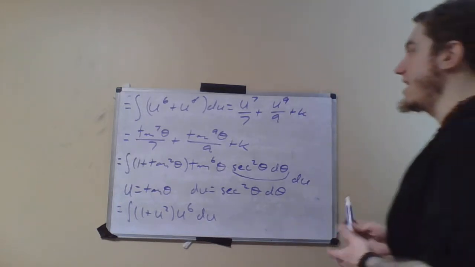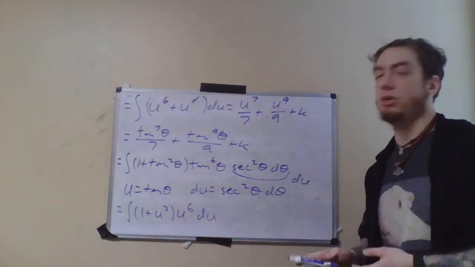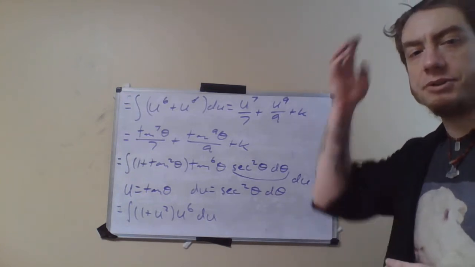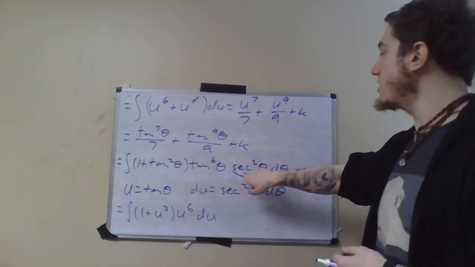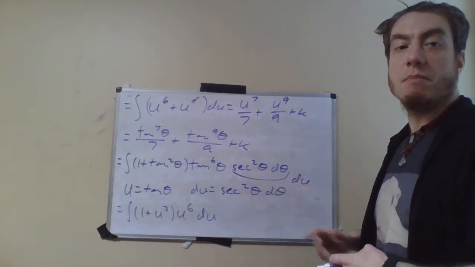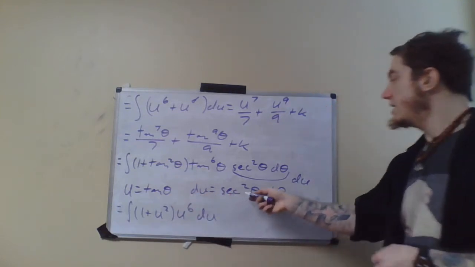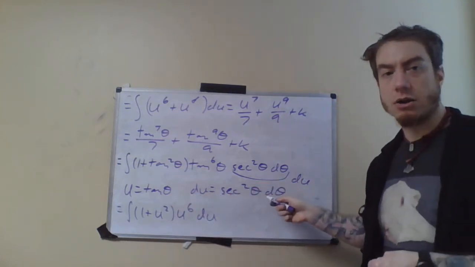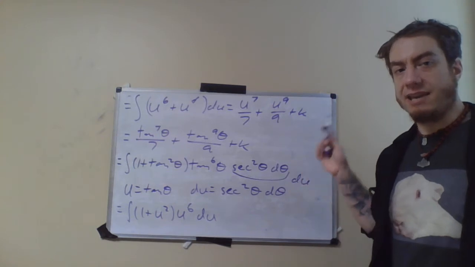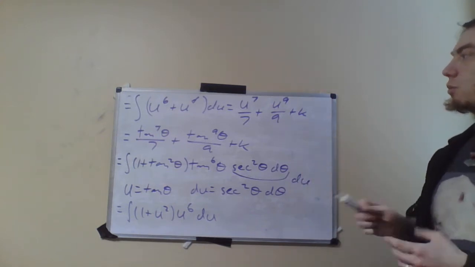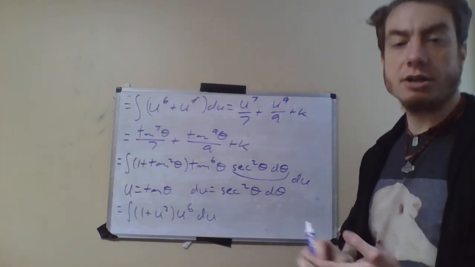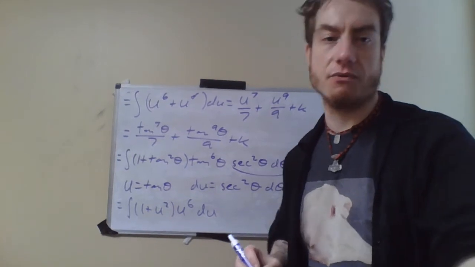In this second example, we saw that we were able to rewrite everything in terms of tangents except for one of the secant squareds, and then we can do the substitution of tangent theta because du then becomes secant squared d theta. Okay, so that makes this substitution work out. So you want to try starting by checking to see if one of those will work.